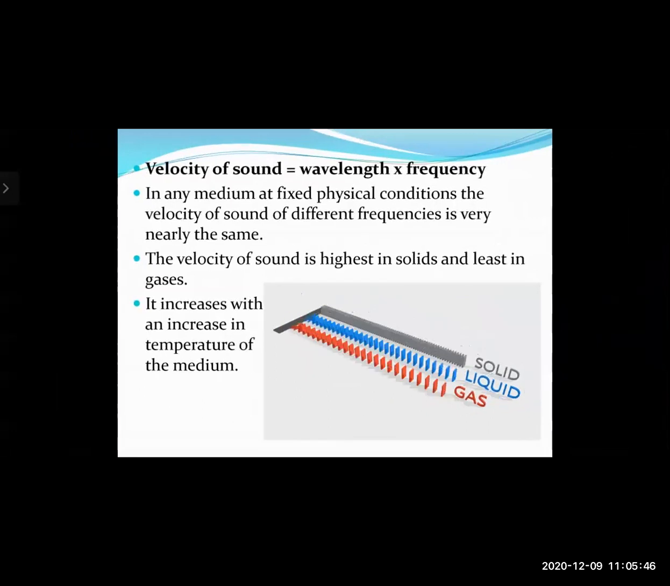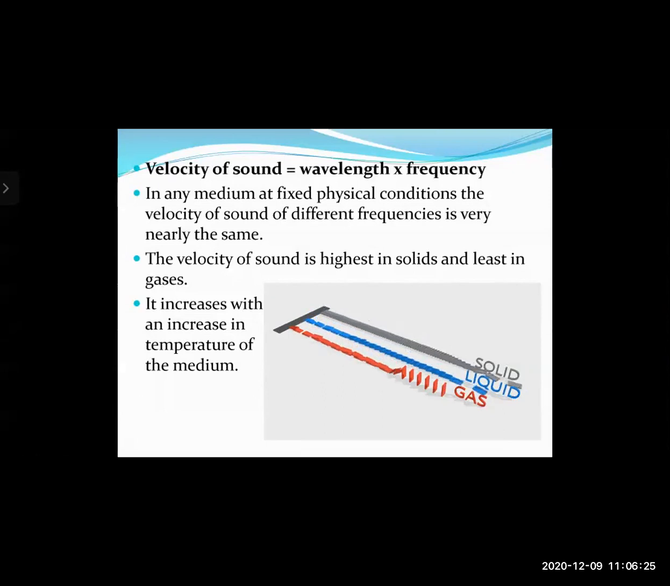It also increases with an increase in temperature of the medium. Whatever that medium may be, solid, liquid, or gas, the higher the temperature, the faster will be the sound wave. So if the ambient temperature, the outside air temperature, is 40 degrees Celsius, and the inside room temperature is maybe 20 degrees Celsius inside an AC, the sound will travel faster in the higher temperature. It is an important concept.